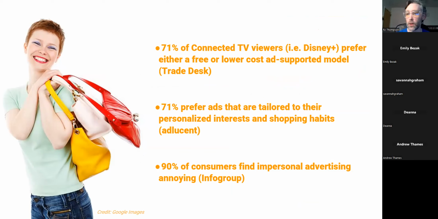71% of connected TV viewers, meaning they use Disney Plus, Hulu, Paramount Plus, prefer either a free or low cost ad supported subscription model. I have Disney Plus, but my Hulu subscription has ads in it. Many of the channels that you can use on Roku for free are ad supported. Practically everything is ad supported. That's only going to grow over time. These digital subscription channels, they don't make all of their money from your subscriptions. There's just no possible way.